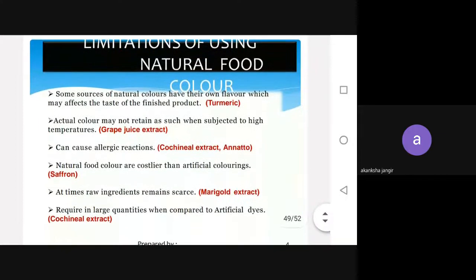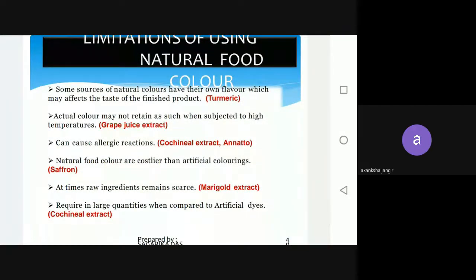Now these are the limitations of using the natural food color. So what are the limitations? The natural food colors have got their own flavor. So along with the color, you will be having that particular flavor. Even if it is not desired in that particular food product, it will still impart that flavor. So that is one of the disadvantages of using the natural food color.